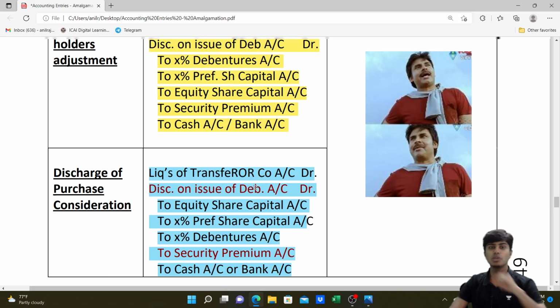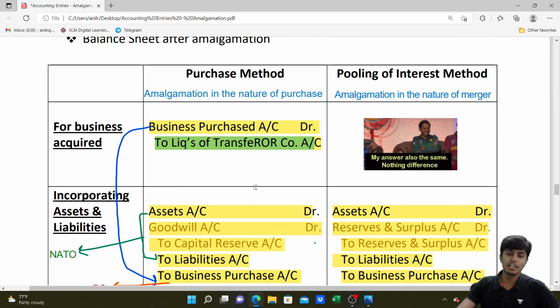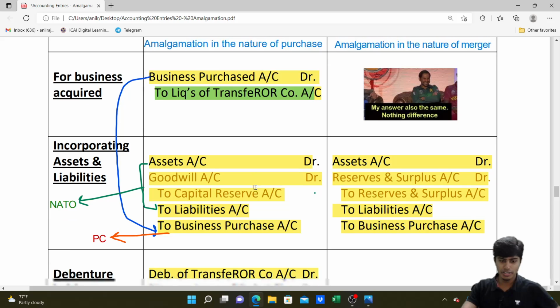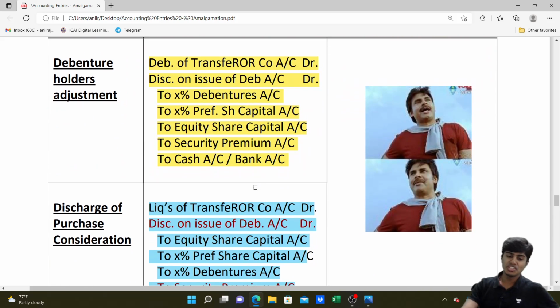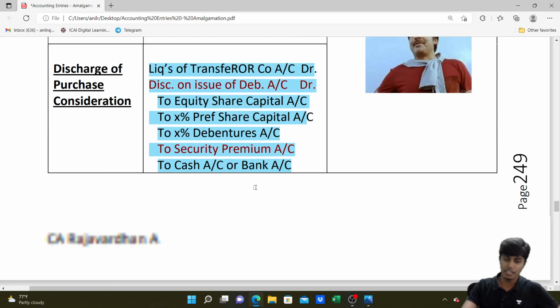The entry difference will be incorporation of assets. If it is purchase method, we write the difference to goodwill or capital reserve, but under the pooling of interest method, it will no longer be written to goodwill or capital reserve. It will be routed to reserves and surplus. Got that? Then, as the debentures are settled, PC due is over. Now we'll go down to adjust a few internal transactions.